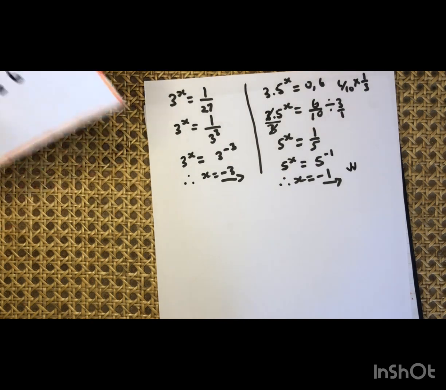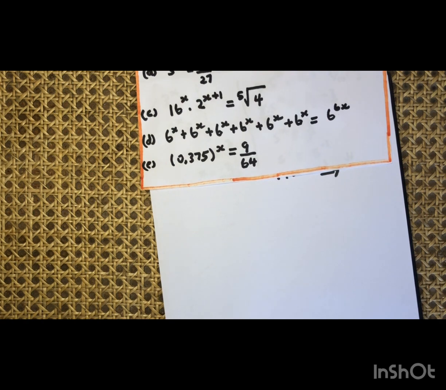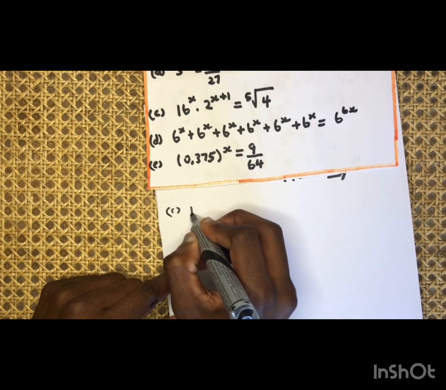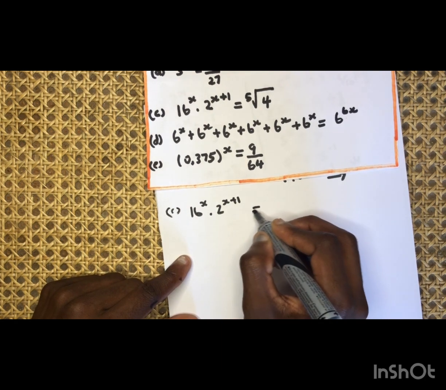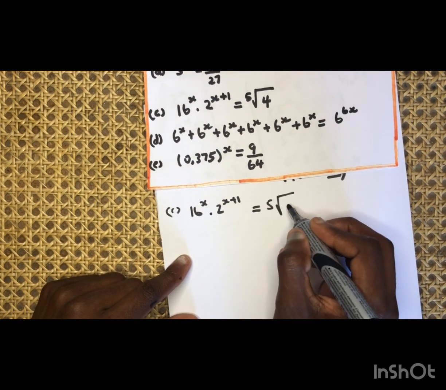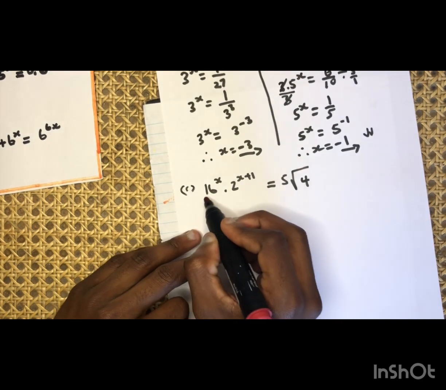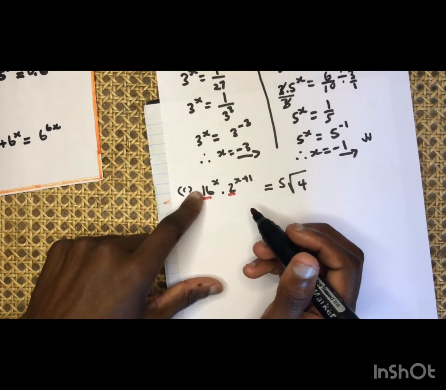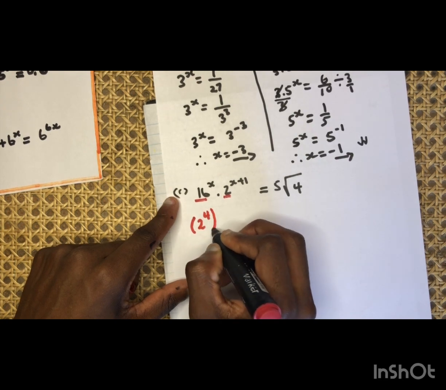Okay, let's take number C, guys. So if we go to number C, I hope that you notice something here. Number C, I have 16 to the power x times 2 to the power x plus 1 equals the fifth root of 4. Okay, you can pause the video and try to attempt these questions on your own, guys. So I need to find the prime base of 16 because we see that 2 is already a prime number. So it's simple, guys. I'm going to change 16 to be 2 to the power 4. Then I close the brackets.